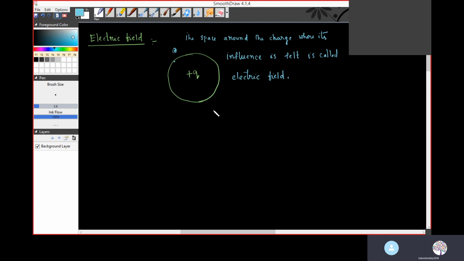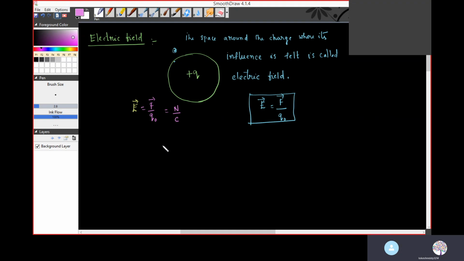Electric field at any point is defined as the force acting per unit charge. So E is equal to F by Q naught. The unit is Newton per Coulomb.